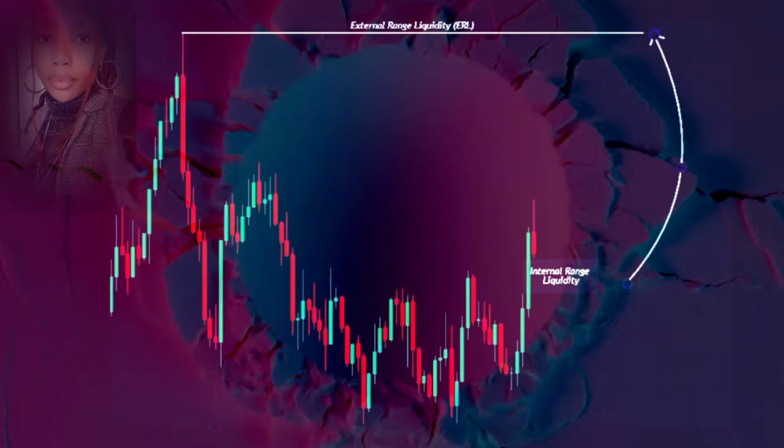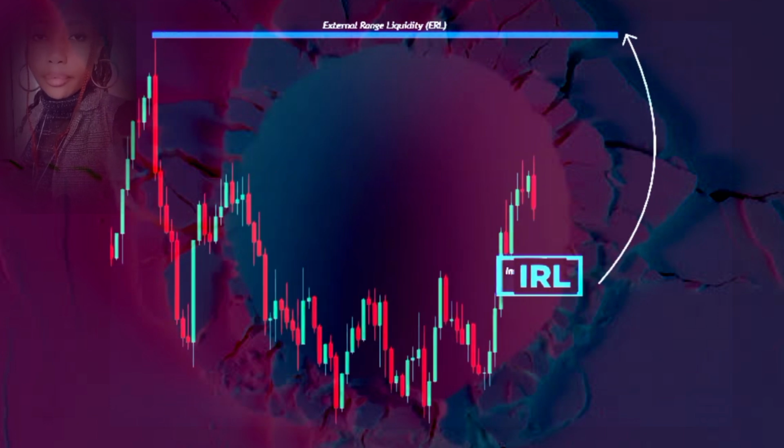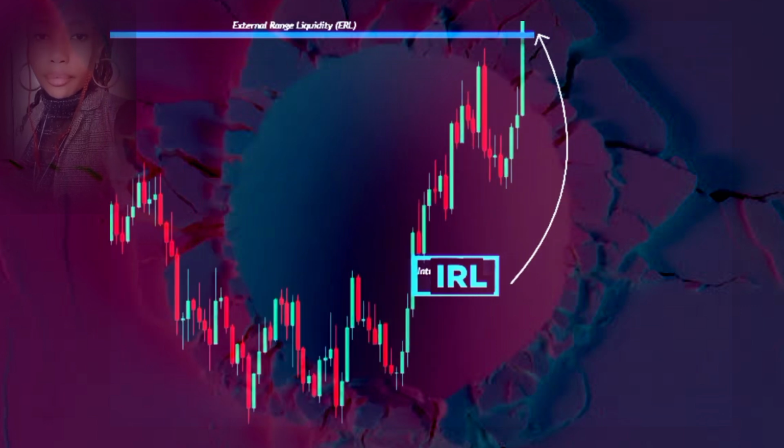This is the daily silver chart. We have external range liquidity in the form of that swing high, and internal range liquidity in the form of that fair value gap. We expect price to move from IRL to ERL now.